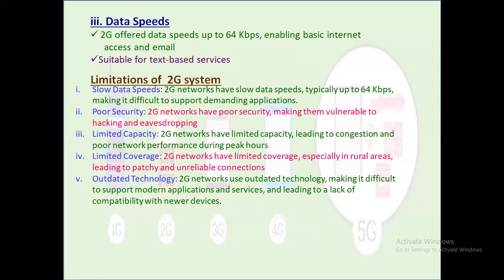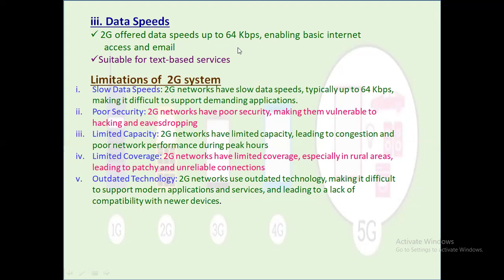Next, we'll move on to the data speeds. 2G network offered data speeds up to 64 kilobits per second, enabling basic internet access and email. While suitable for text-based services, the data capabilities were limited compared to later generations, that is 3G, 4G, etc. This limitation would eventually lead to the development of faster and more efficient data networks.